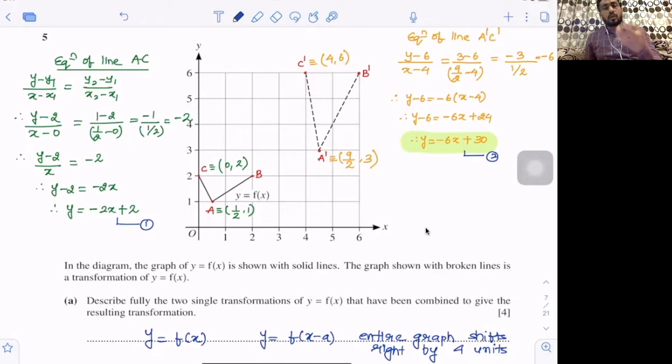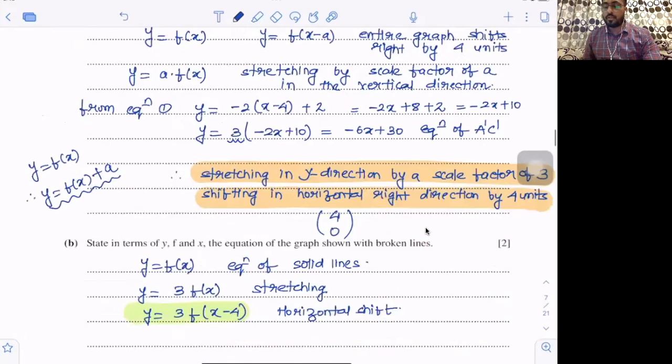You could have come to this conclusion directly also if you solve a few questions based on this type. You should be able to guess this. You should be able to get the answer without solving the entire equation of line AC and equation of line A prime C prime, or maybe equation of line AB and equation of line A prime B prime, right? But then solving this will give you a certain affirmation. It will give you a confirmation that yes, whatever I've done is the correct thing, right, students? So now that was question number 5 completely solved.